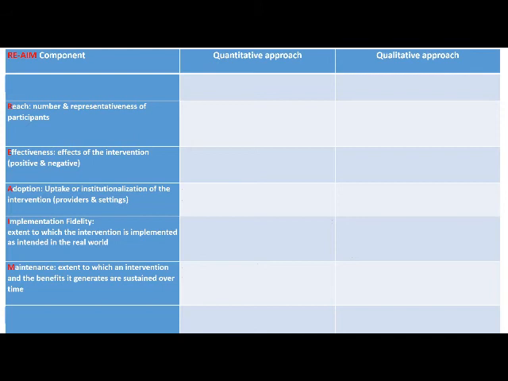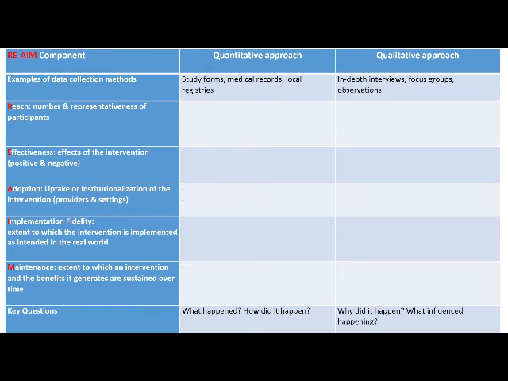And then we have examples of a quantitative approach and examples for a qualitative approach. In general, with quantitative indicators, we try to answer questions such as what happened and how did it happen. And with qualitative questions, we try to understand why did it happen and what influenced that happening. I have also added some examples of data collection methods for quantitative indicators, for example, study forms, medical records, local registries, and others. And in terms of the qualitative approach, in-depth interviews, focus groups, observations, etc. So let's see some specific examples.